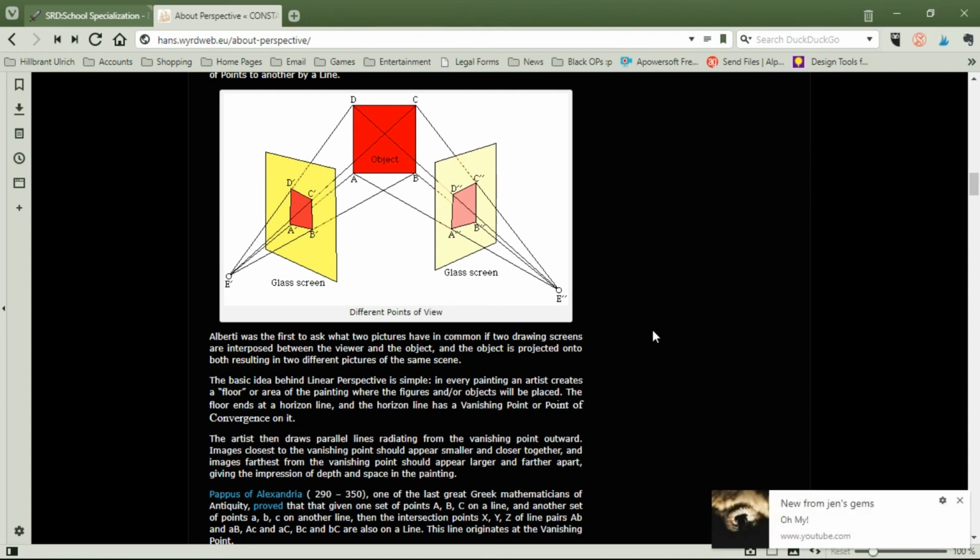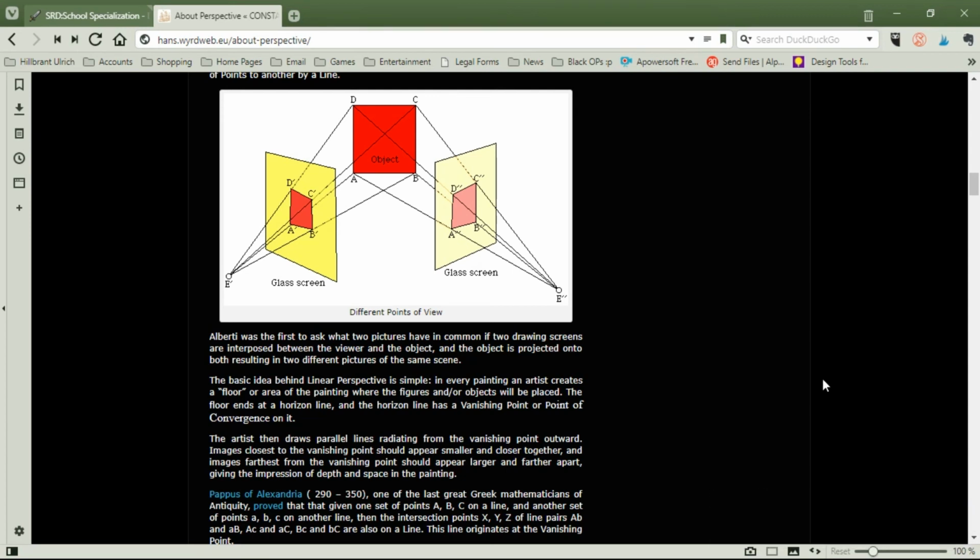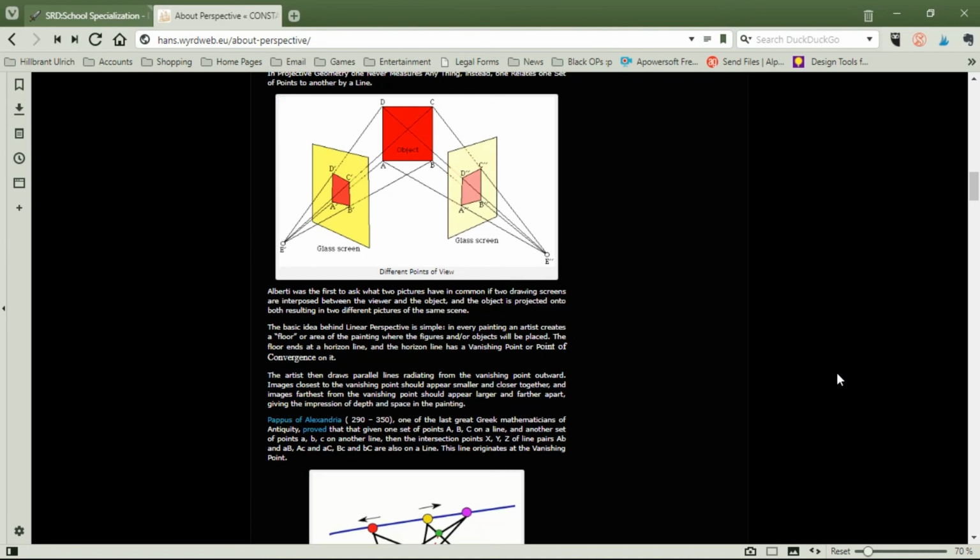The basic idea behind linear... let's see, what did I just do there? Touchpad.